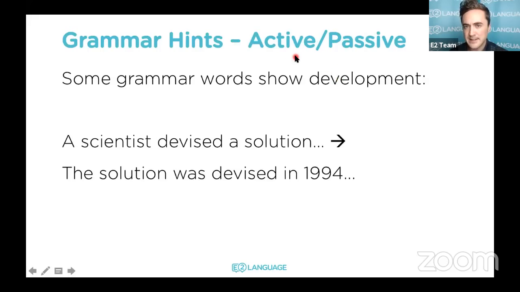In addition, we can use our understanding of active and passive sentences. So here it says a scientist devised a solution, fine. And here the solution was devised in 1994. Now, this is active, this is passive. If it were both active, it would say a scientist devised a solution. The scientist devised the solution in 1994. It doesn't sound good. So often what people do is they'll have an active sentence first. They don't want to mention the scientist again because it's irrelevant. So they'll turn it into a passive sentence in the next sentence. The solution was devised by the scientist in 1994. So your understanding of active and passive sentences can help you.